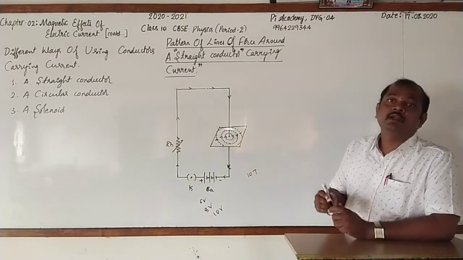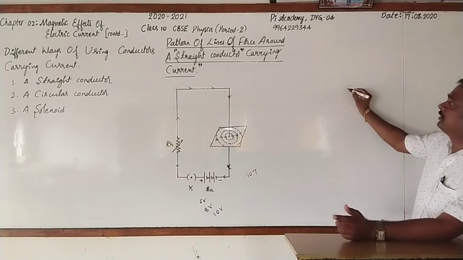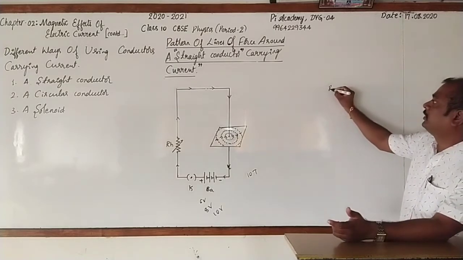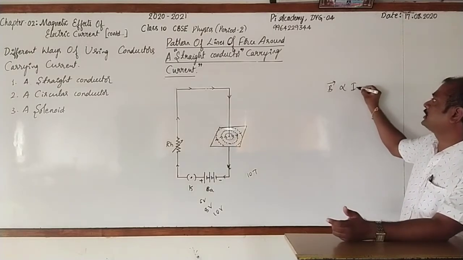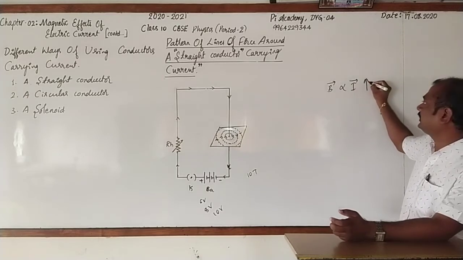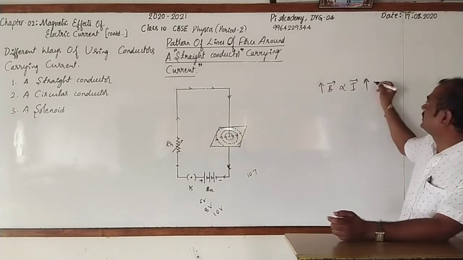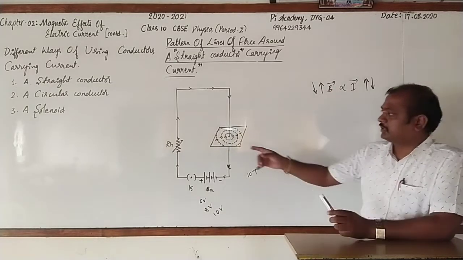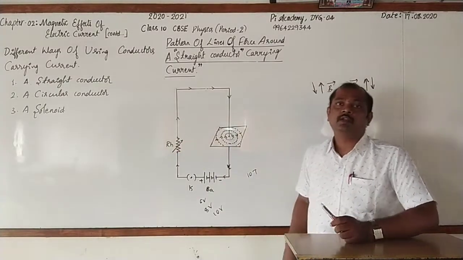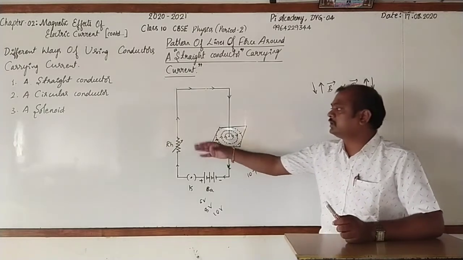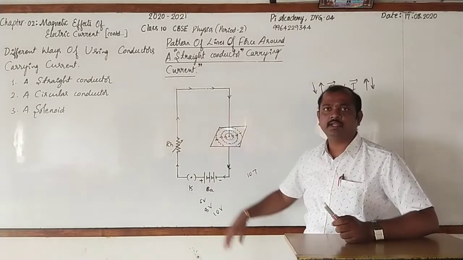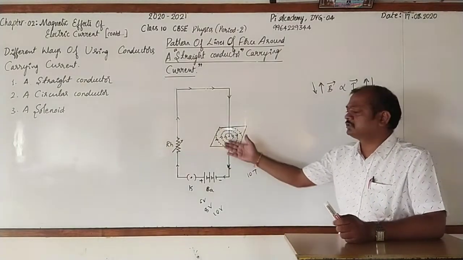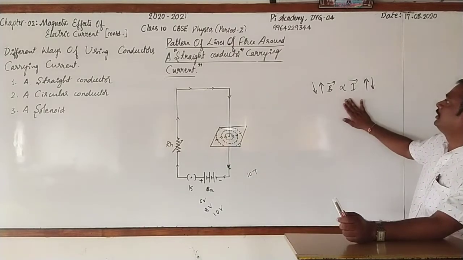First one is, it depends on the amount of current. How? Magnetic field is directly proportional to current. As current increases, field strength increases. As current decreases, field strength decreases. So for that purpose only, here we have used a rheostat. You may increase the current or decrease the current, and based on that you can check that. You can come to know.